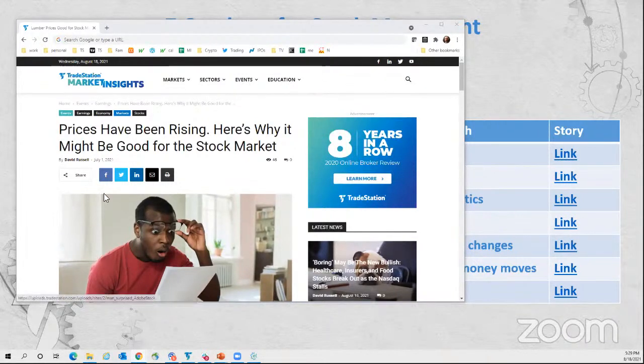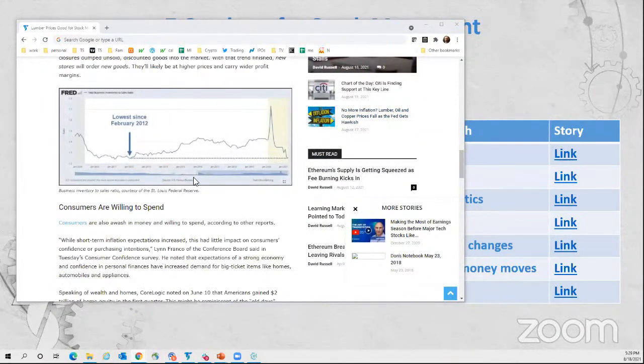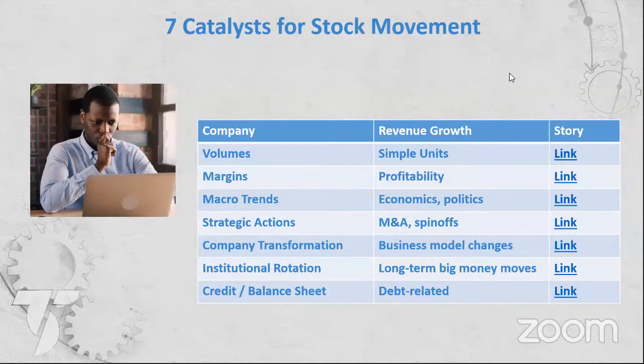But I wrote this at the beginning of July because I saw these trends happening with pricing and the inventory ratio that we break down here. So anyway, margins are a big driver. It mostly comes from raising prices or lowering your input costs. And then macro trends, like I said, when you're in an environment of rising or falling interest rates, that's going to impact what people want to be investing in. And then I break through some of these other things like strategic actions and company transformation.